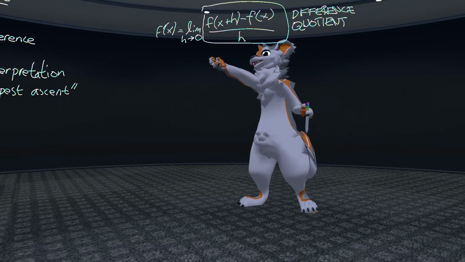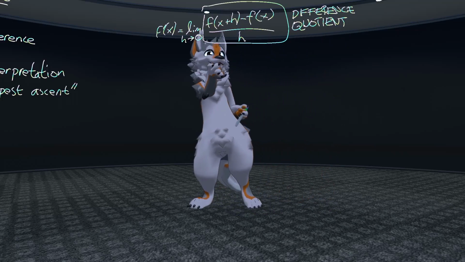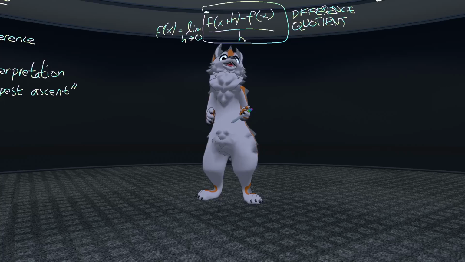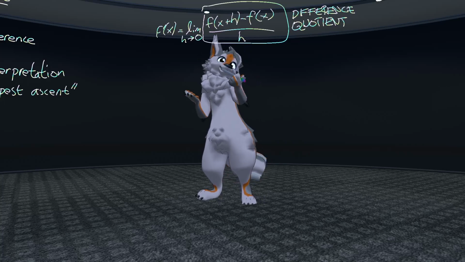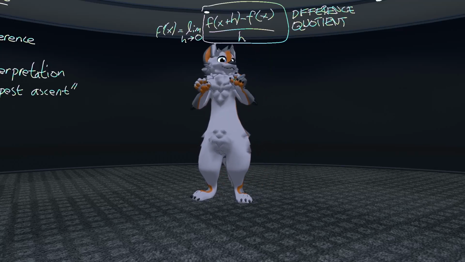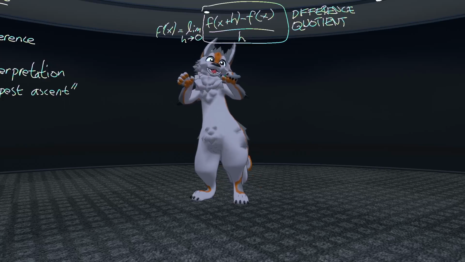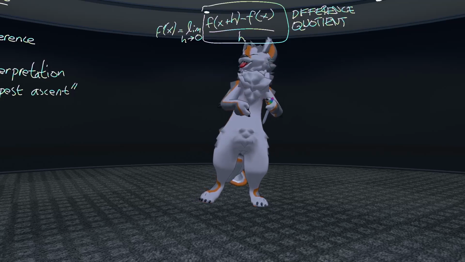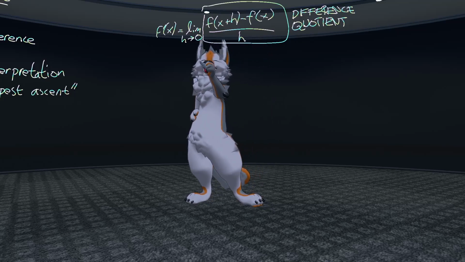Wonderful. So this is the difference quotient in the 1D case, right? But we're going to get to the multivariable setting now. Let's get to the multivariable setting right away, right?